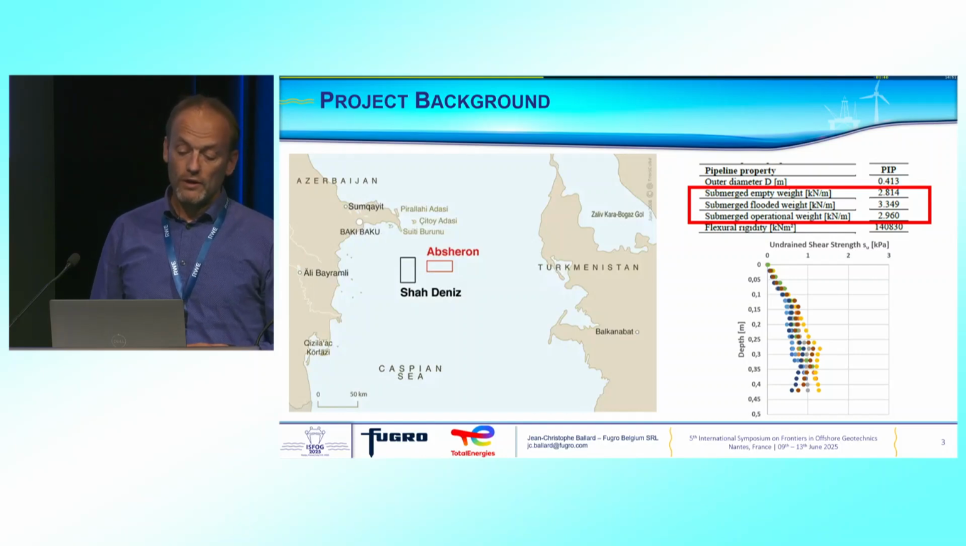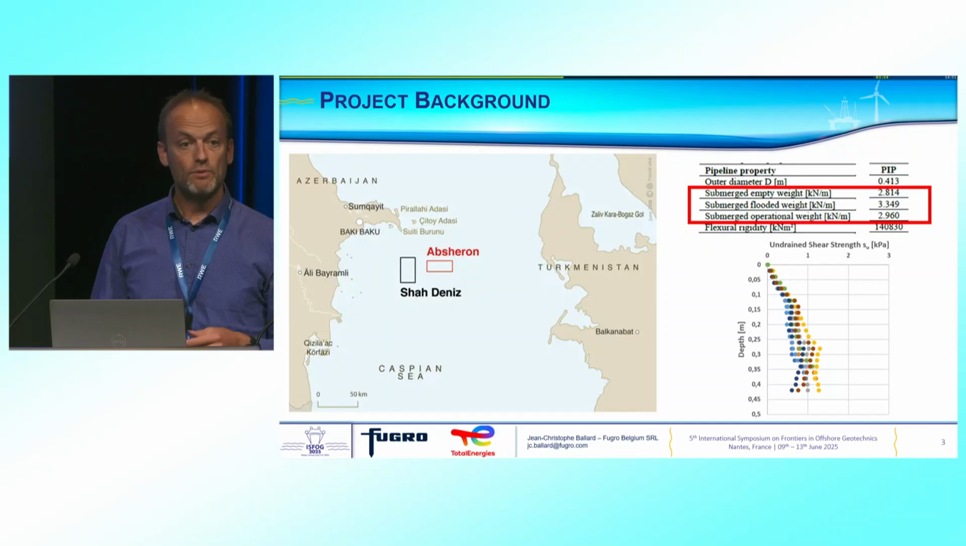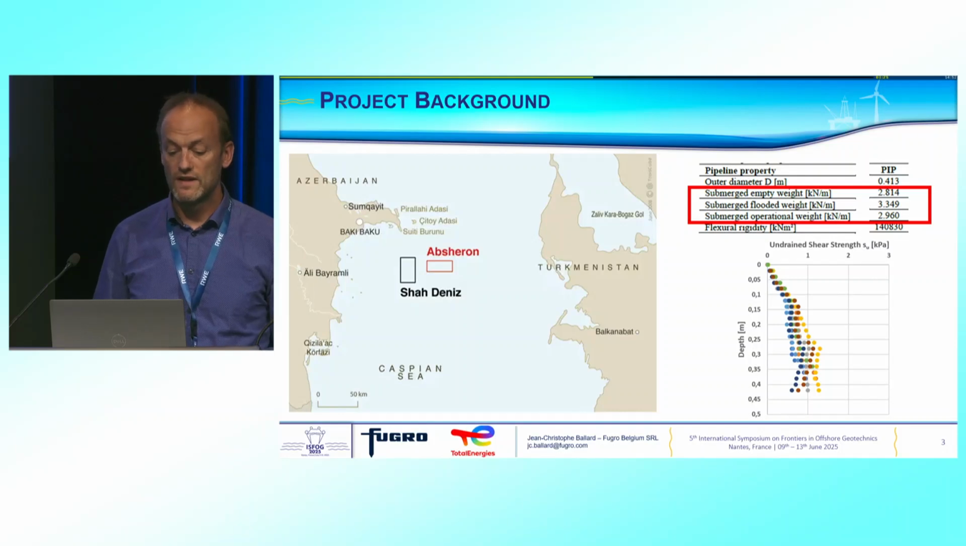So although methodologies exist to predict pipeline embedment, there are many uncertainties. So the purpose of this back analysis is to learn from observation and apply the lessons learned to the design of the future pipeline that will be installed at the same site.